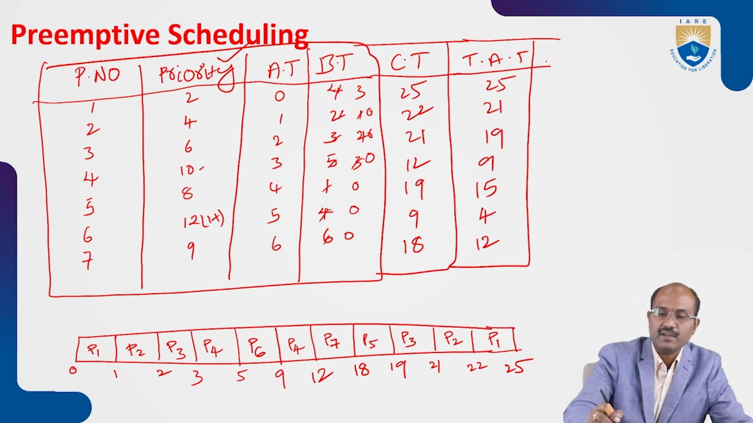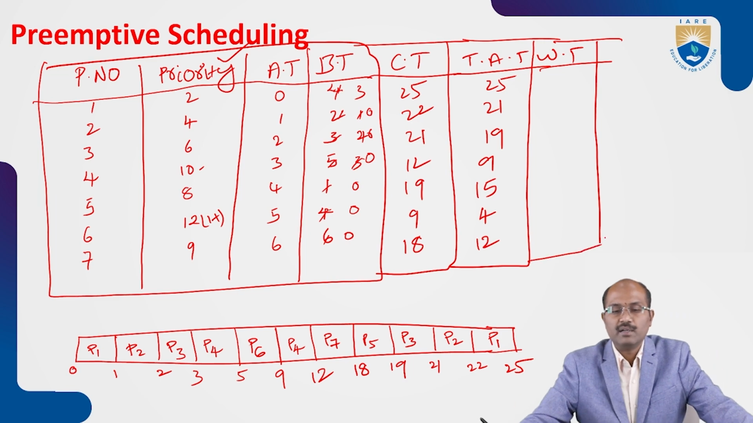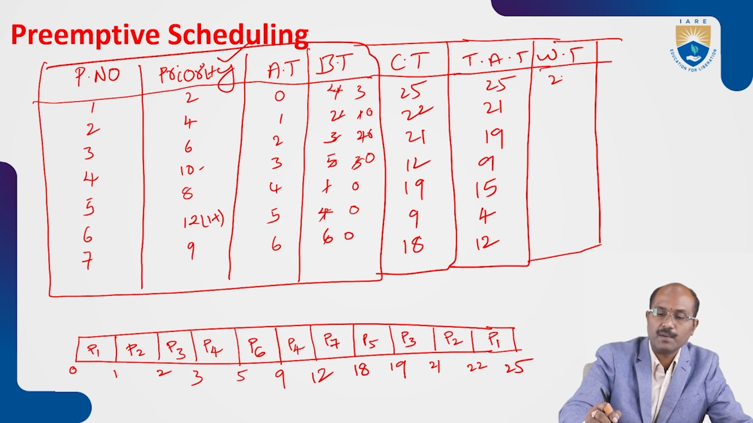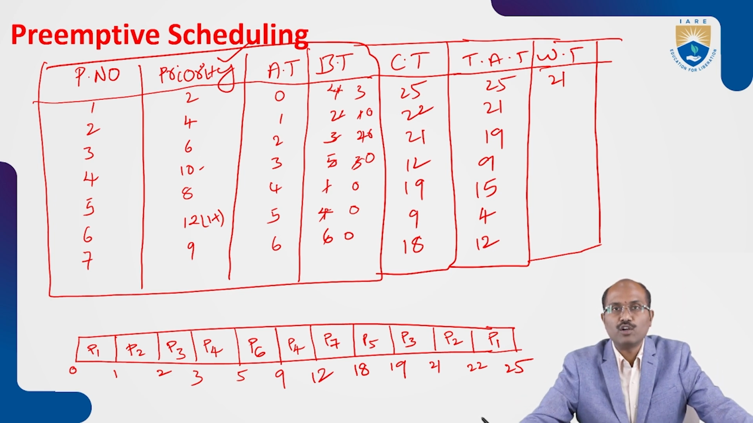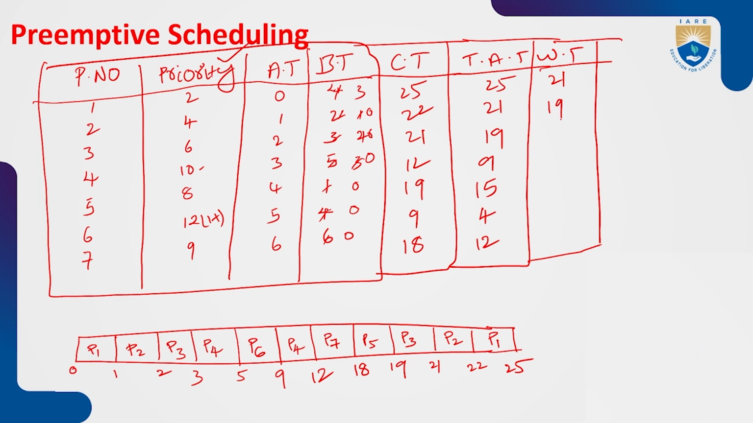Now we calculate the waiting time. Waiting time is calculated as the turnaround time minus burst time. So we subtract the burst times from the turnaround times, and we will get the waiting times. Burst time for P1 is 4. So 4 is subtracted from the turnaround time 25. 25 minus 4, that is 21, is the waiting time for P1. P2 turnaround time is 21, burst time is 2, 21 minus 2, that is 19, is the waiting time for P2.